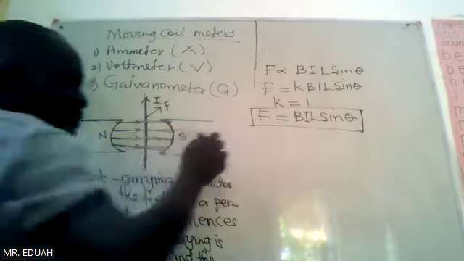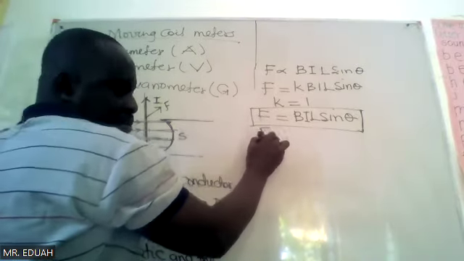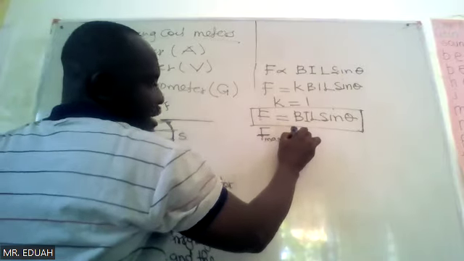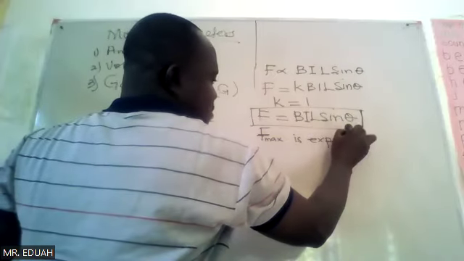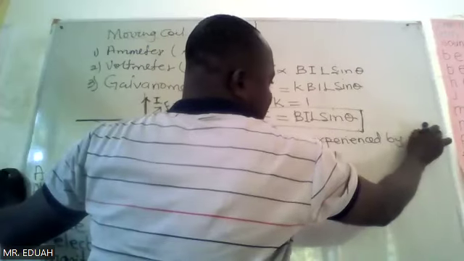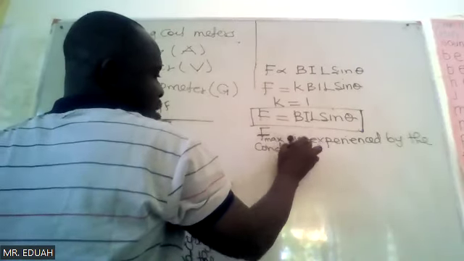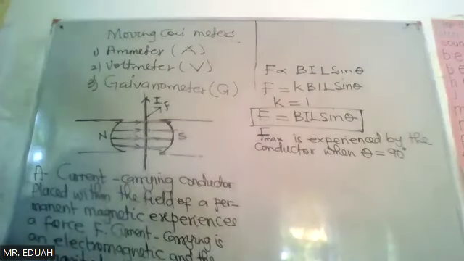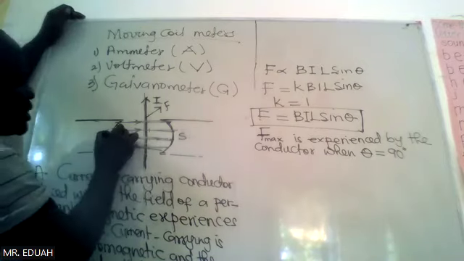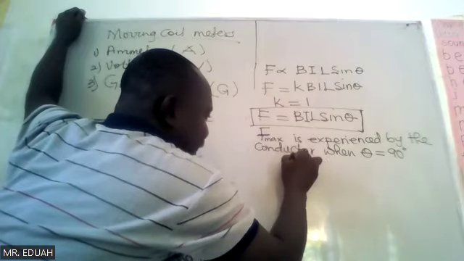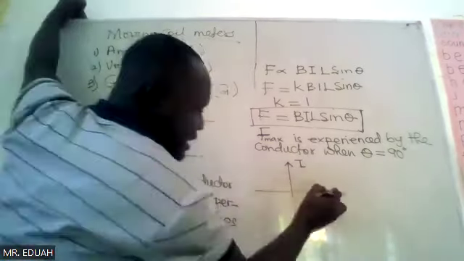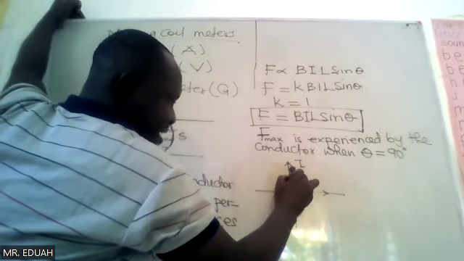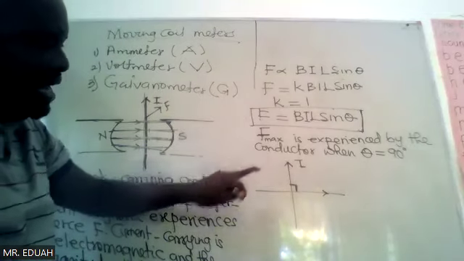Now, maximum force, F maximum, is experienced by the conductor when theta is equal to 90. What we are saying is that if the angle between the magnetic field and the current carrying conductor, I, is 90, then we have maximum force exerted on the conductor. Let me draw one magnetic field line.